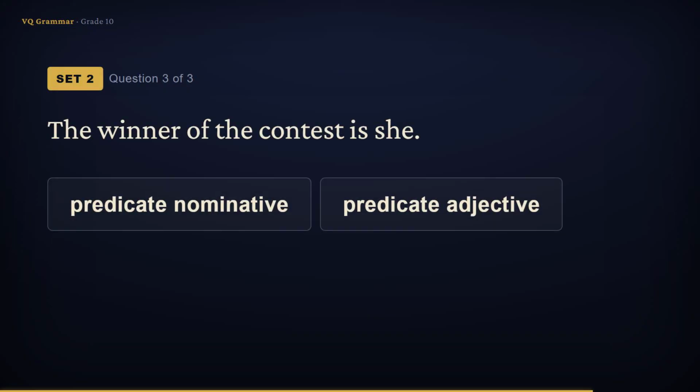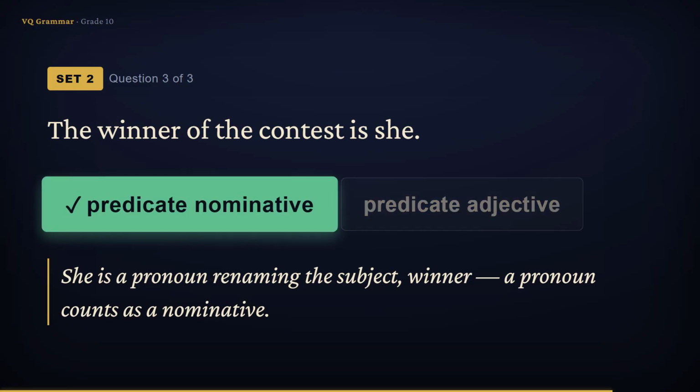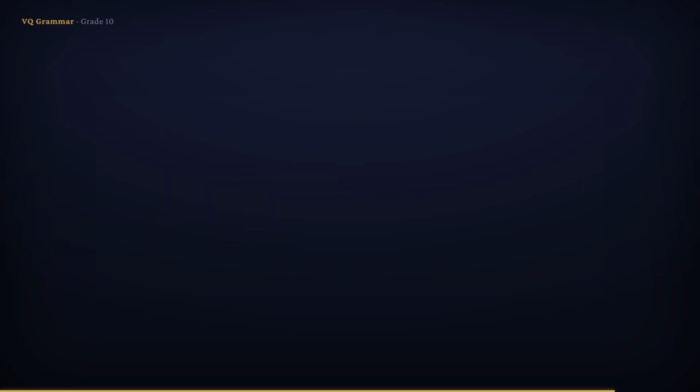The winner of the contest is she. The verb is, a linking verb. And she? She is a pronoun, not an adjective, and it renames the winner. Remember, a predicate nominative can be a noun or a pronoun, so the answer here is predicate nominative.